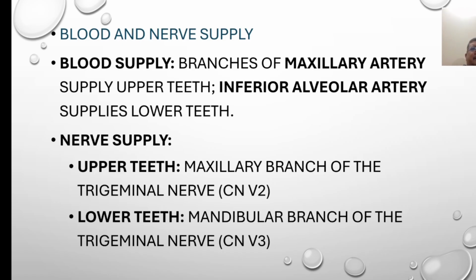Nerve supply upper teeth, maxillary branch of the trigeminal nerves, that is cranial nerves, that is V2. Lower teeth, mandibular branch of the trigeminal nerve, that is cranial nerve, V3.